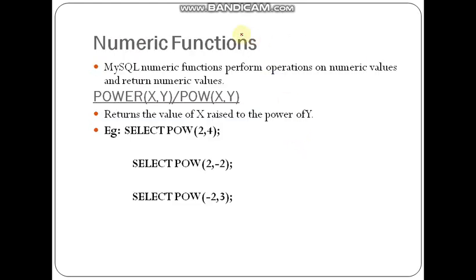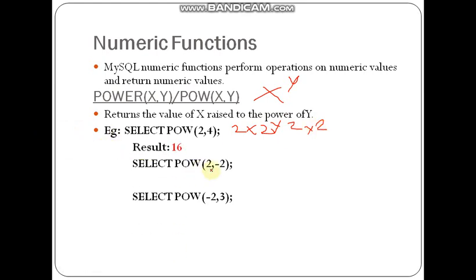Now, let's see the numeric single row functions. Numeric functions operate on numeric values and return a numeric value. The first one is POWER(x, y), or you can use POW. This returns x raised to y. Let's see examples. POW(2, 4) means 2 is multiplied 4 times: 2 into 2 is 4, 4 into 2 is 8, and 8 into 2 is 16. So the answer is 16.